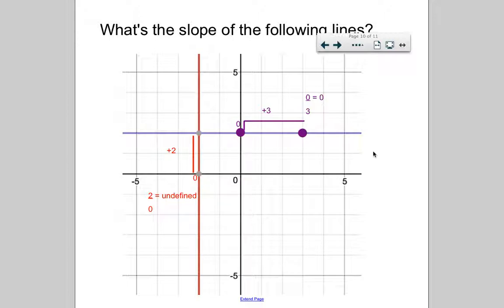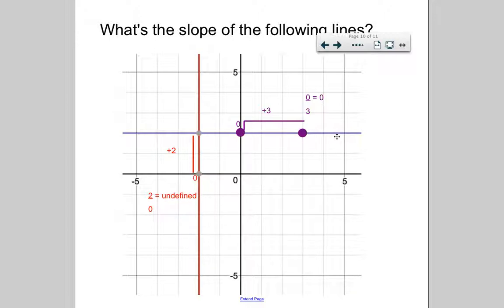Now over here we get into a weird situation. The purple line is horizontal. So how much do I rise from one point to the other? 0. How much did I run? 3. What's 0 divided by 3? 0. All right, in the vertical line, I rose 2 and I ran 0. 2 divided by 0 is undefined. You can't divide by 0, so this is called undefined.